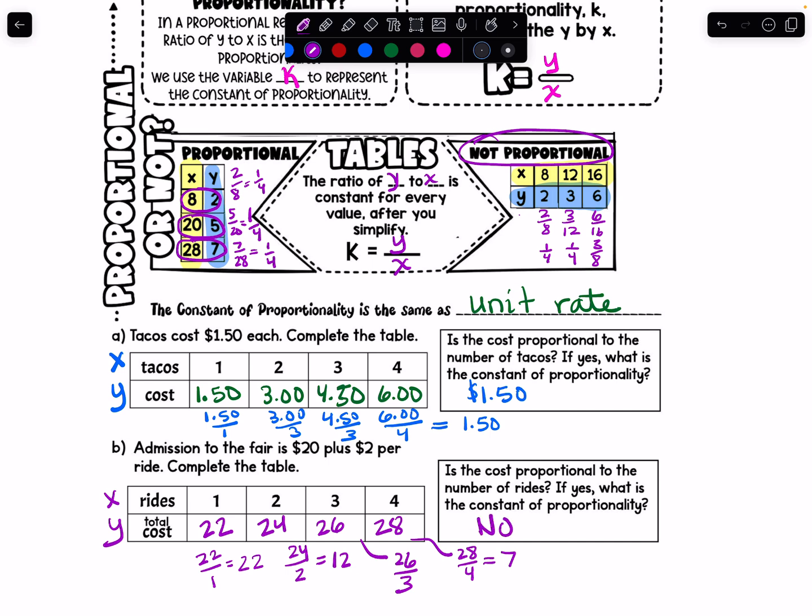And if they're not the same, it's not a proportional relationship, and there is no constant of proportionality. There is only a constant of proportionality if it's a proportional relationship, and it's only a proportional relationship if the ratio of y to x for every pair of numbers in your table is the same.